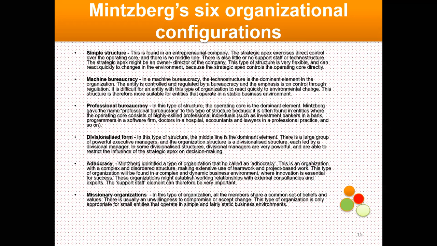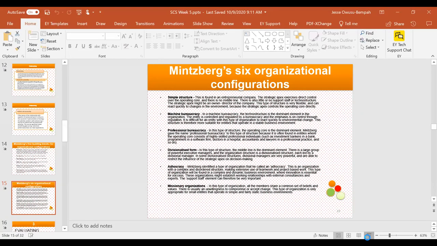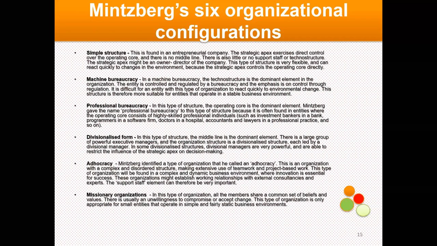machine bureaucracy. In a machine bureaucracy, the techno structure is the dominant element in the organization. The entity is controlled and regulated by a bureaucracy, with emphasis on control through regulation. It is difficult for an entity with this type of organization to react quickly to environmental change. This structure is therefore more suitable for entities that operate in a stable environment. So this is the machine bureaucracy. Here, the techno structure is the most dominant element.